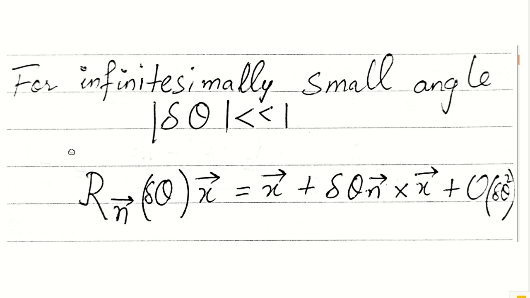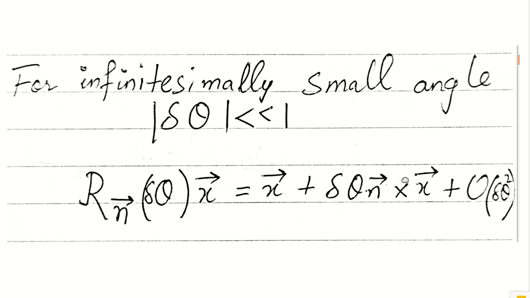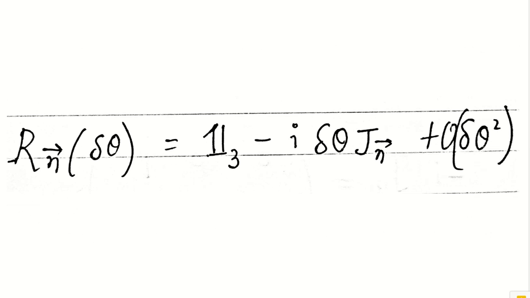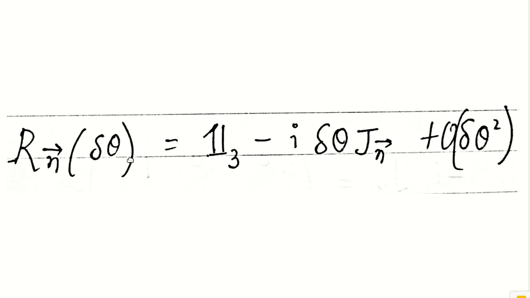In general, this cross product of the n vector with any three-dimensional vector can also be written as some matrix operating on that x vector. This can be replaced by this matrix operating on the x vector, and then R can be written as the identity operator minus i delta theta into this matrix, which represents n cross. I have taken the x vector out, and all I am left with is the formula for this rotation matrix.